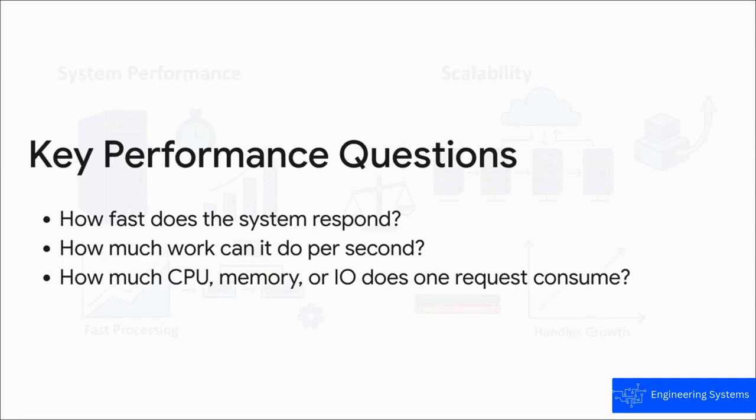So when we're trying to measure performance, we're asking questions just like these. How fast does it respond? That's your latency. How much work can we cram into 1 second? That's your throughput. And, super important, what resources like CPU or memory or disk I/O does it take to process just one of these requests?